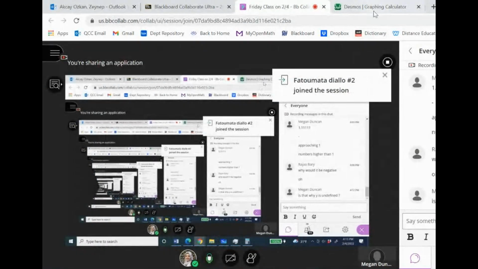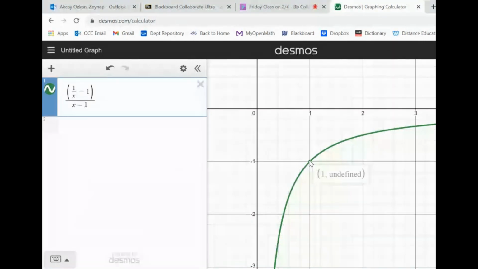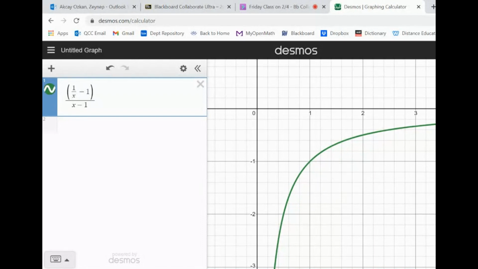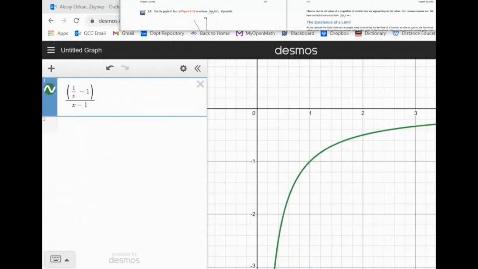But I wish it would graph it with an open circle. It would be nice if it showed you that there should be an open circle, because this is the correct graph. In the correct graph, you would have an open circle like here. Okay. Any questions?